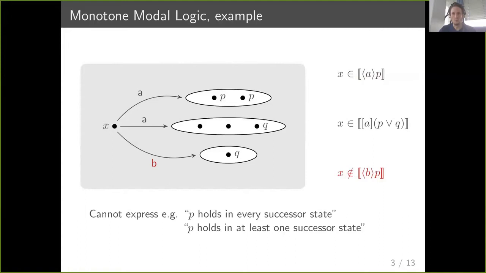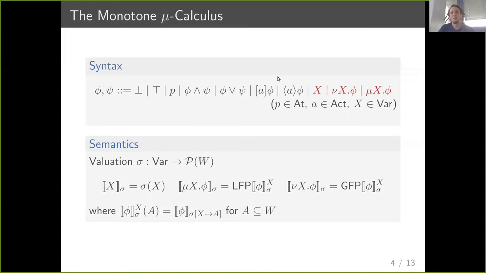So what's this monotone mu calculus then? Well, it's just obtained from monotone modal logic by adding fixed point operators. So we have this set of fixed point variables Var, and x comes from this set of fixed point variables, and we also have these fixed point operators nu x and mu x. Nu x standing for greatest fixed point, mu x standing for least fixed point.